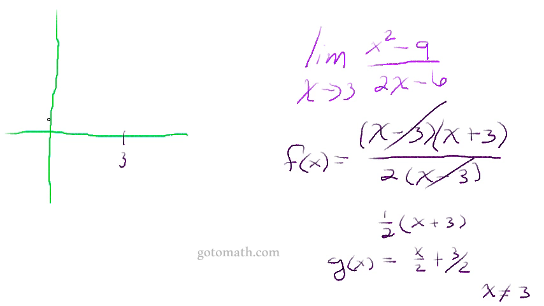It crosses at 3/2. We'll say this is 3/2 on the y-axis. That's our y-intercept, and it has a slope of 1/2. So we'll just sketch something out here. But this is the point that's actually undefined in the graph, because when we plug 3 in, we get 6 minus 6, which is 0 in the denominator, and also 0 in the numerator, and so we've got an undefined point here on the graph.